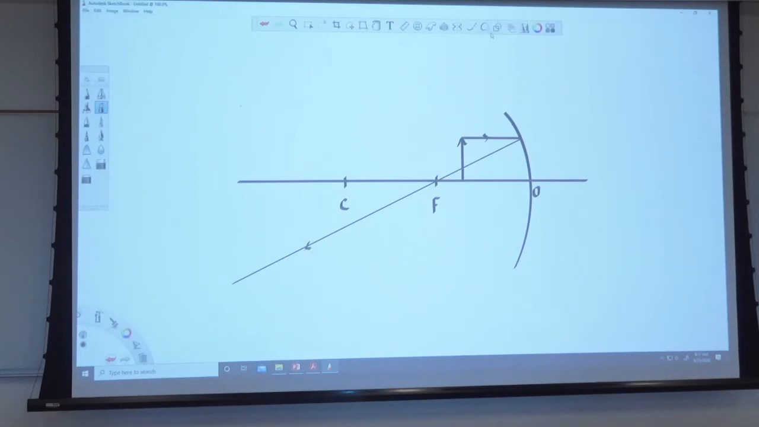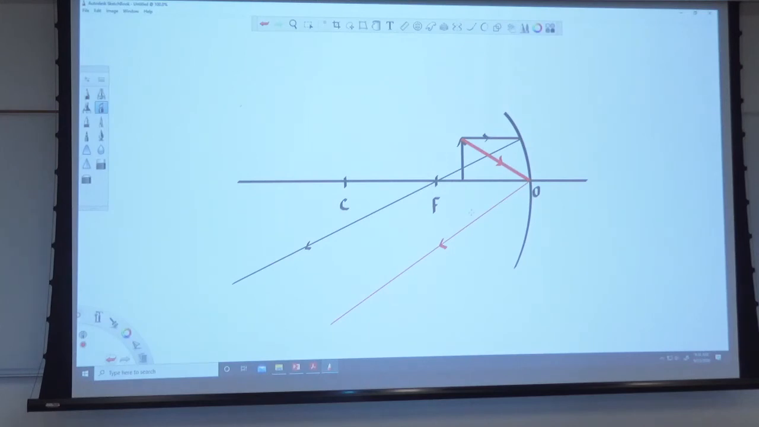Now, second one. Let's use a different color here. If this one hits at the center of the mirror, then it will follow the law of reflection. So this would be reflected back at an angle equal to that angle. That's my incident ray, that's the reflected ray. And the third one, I cannot draw here because this is in front of F, so I cannot pass the ray through F. I can only draw two.